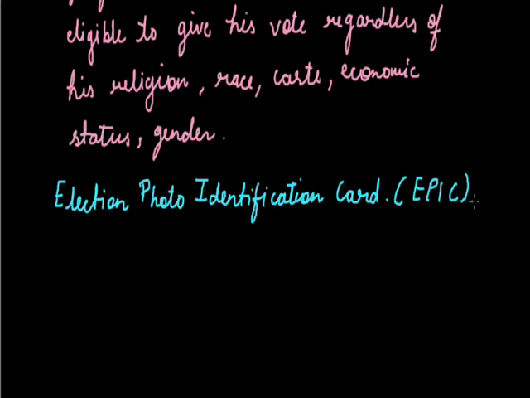But the government is not yet able to provide this ID card to all the citizens of our country. That is why we find that the election photo identification card is not compulsory for casting your vote. For voting, the voters can also show other identification proofs like ration cards or driving license, which can ensure that they fulfill the criteria properly.